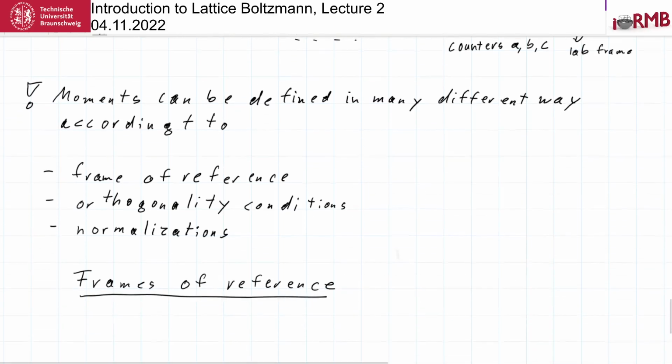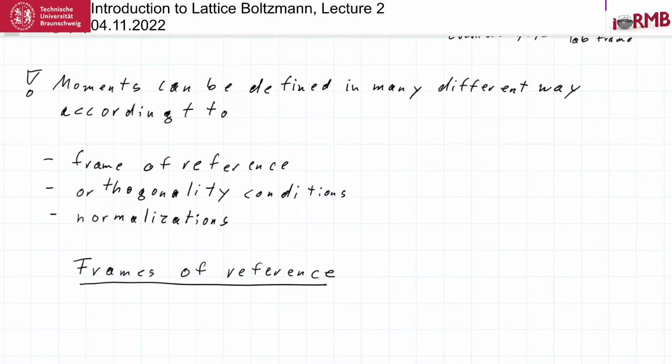So, frames of reference. Usually we distinguish between two obvious frames of reference. There are infinitely many different frames of reference, but we focus on two. The first one is the Eulerian, and the other one is, as you just said, the Lagrangian.